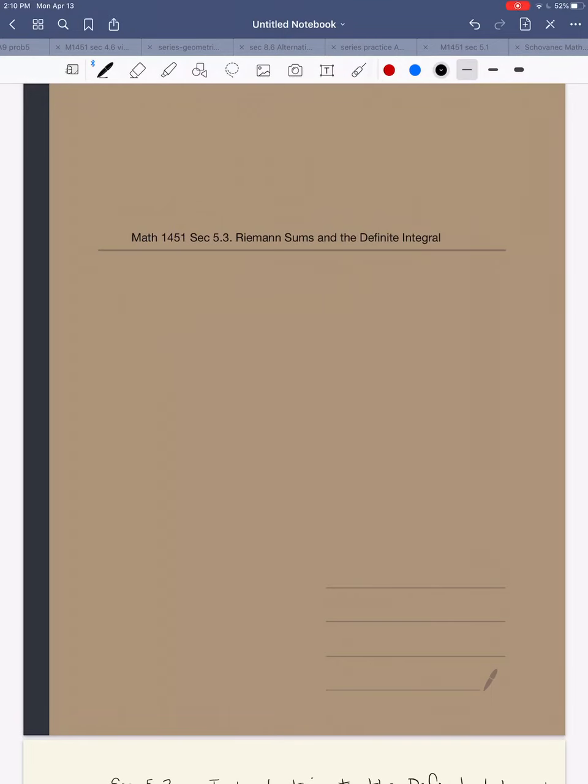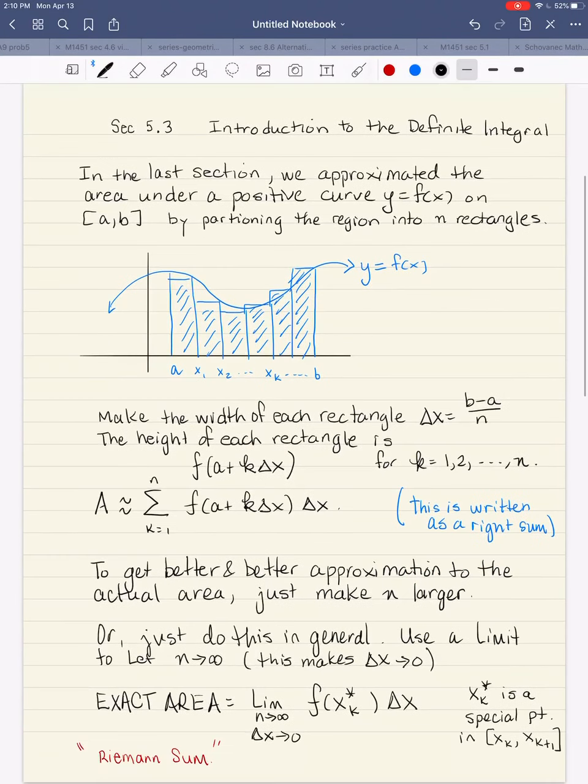Hi, welcome back. This probably will be a little quickie of a section because it's very short. We're going to continue what we did in section 5.2. We're going to keep developing the definite integral by looking at a Riemann sum.